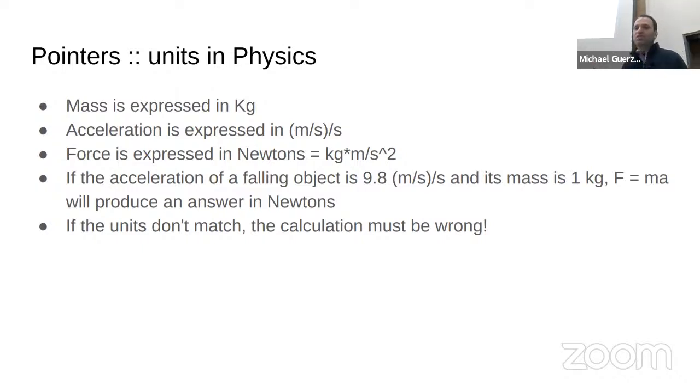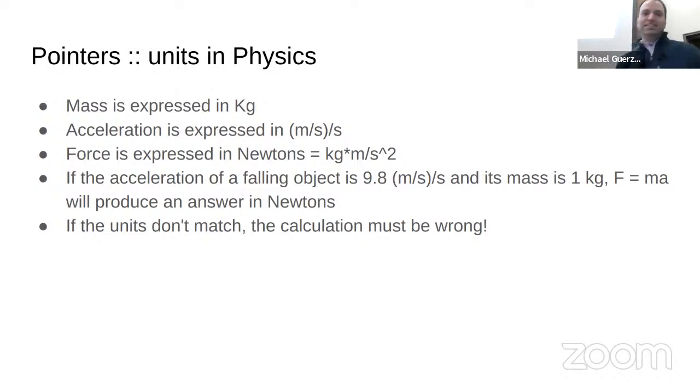For example, if an object falls with an acceleration of 9.8 meters per second squared, and it weighs 1 kilogram, then the force the Earth is exerting on it is 9.8 times 1, and the units match, right? Newtons is kilograms times meters per second squared. If in the calculation the units don't match, probably something went wrong. So were you told this in Physics 180?